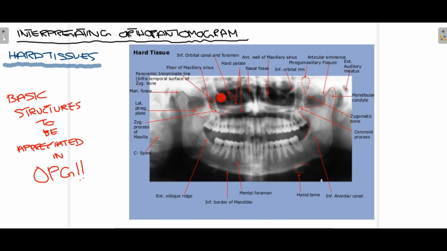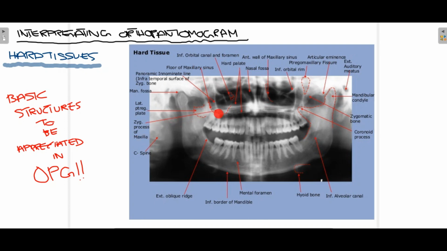It is the infratemporal surface of the zygomatic bone. Although it cannot be appreciated very brightly, you can see the slight line that is present. It's not that important as compared to other structures that are visible in this OPG. Next, we have the lateral pterygoid plate, although not that clearly visible, but it is present over here. Next, we have the zygomatic process of the maxilla.